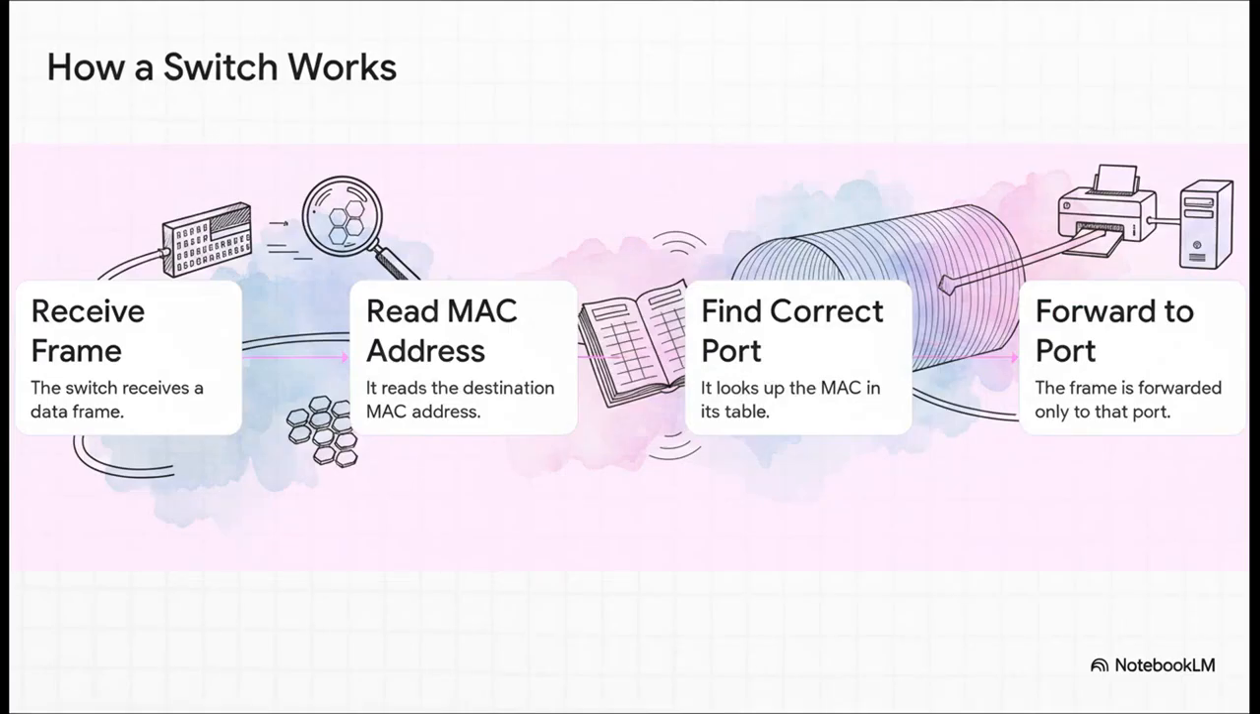And this process is why modern networks are so fast. When your computer sends something to the printer, the switch creates this temporary, private line just between those two ports. Nobody else on the network even sees the traffic. It's like a direct, private conversation, instead of shouting across a crowded room.